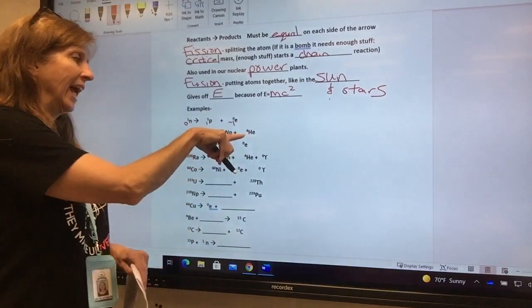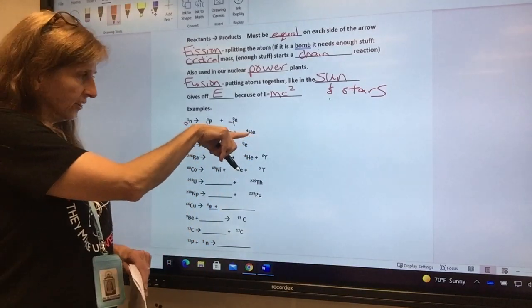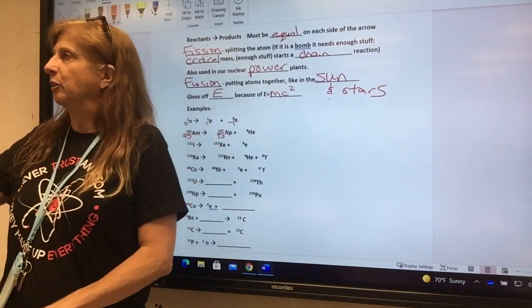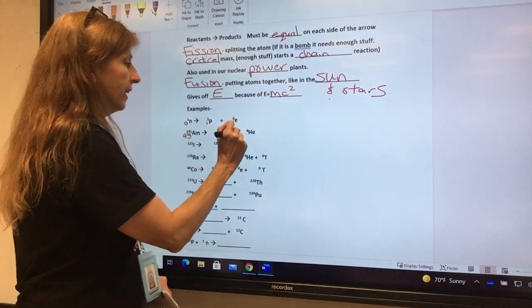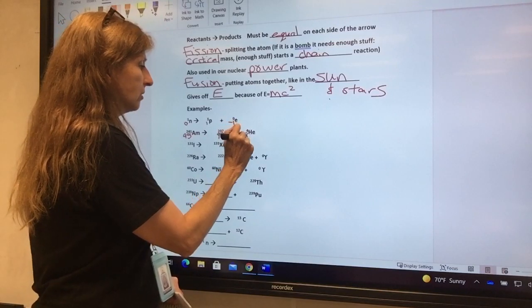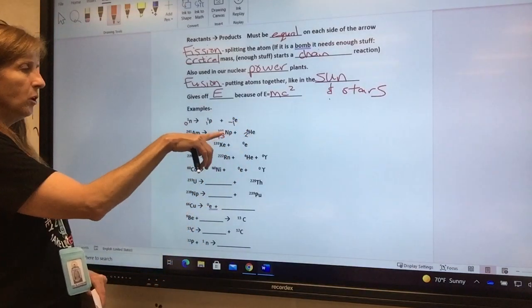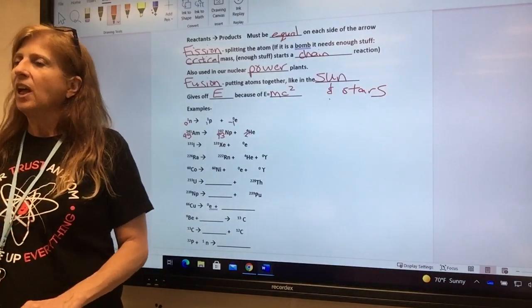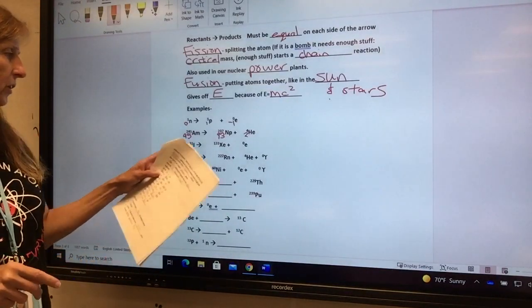And it's undergoing alpha decay. So this is an alpha particle. What is the atomic number of helium? 2. Let's see if the math works. 2 plus 93 is 95. It worked.